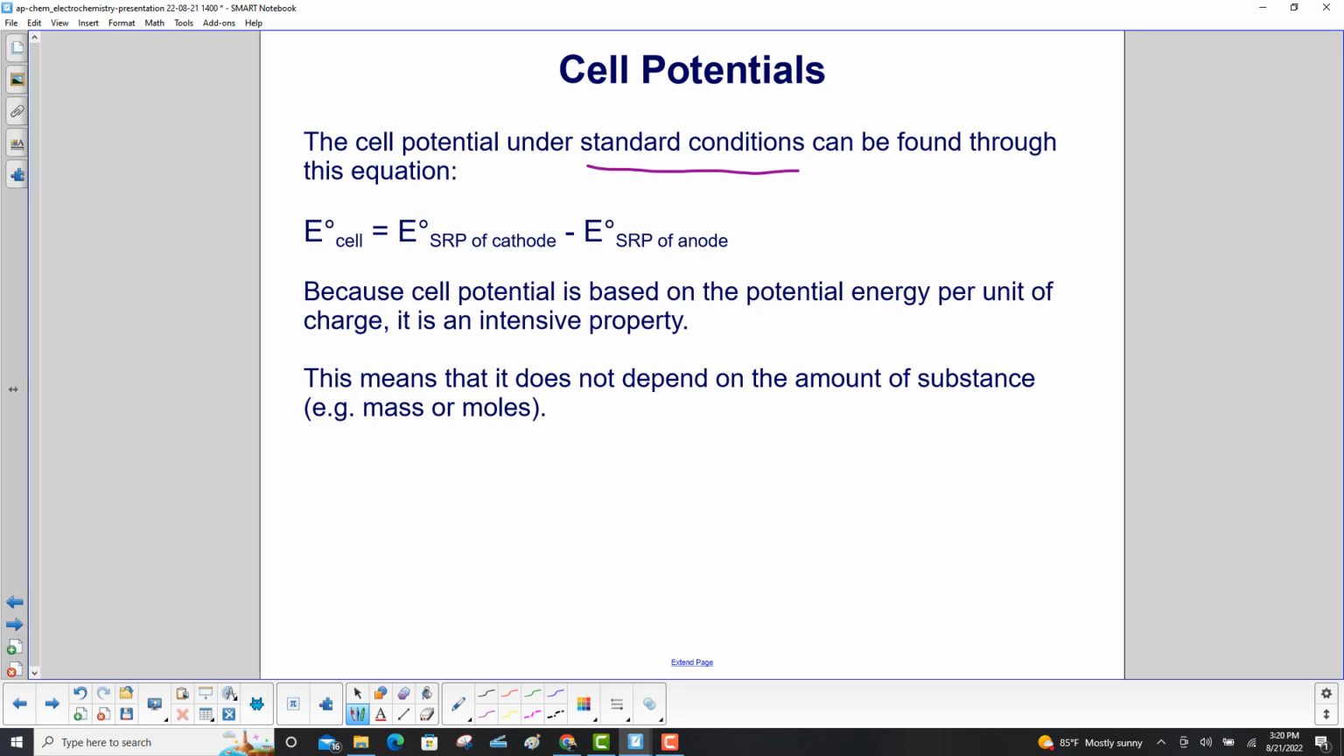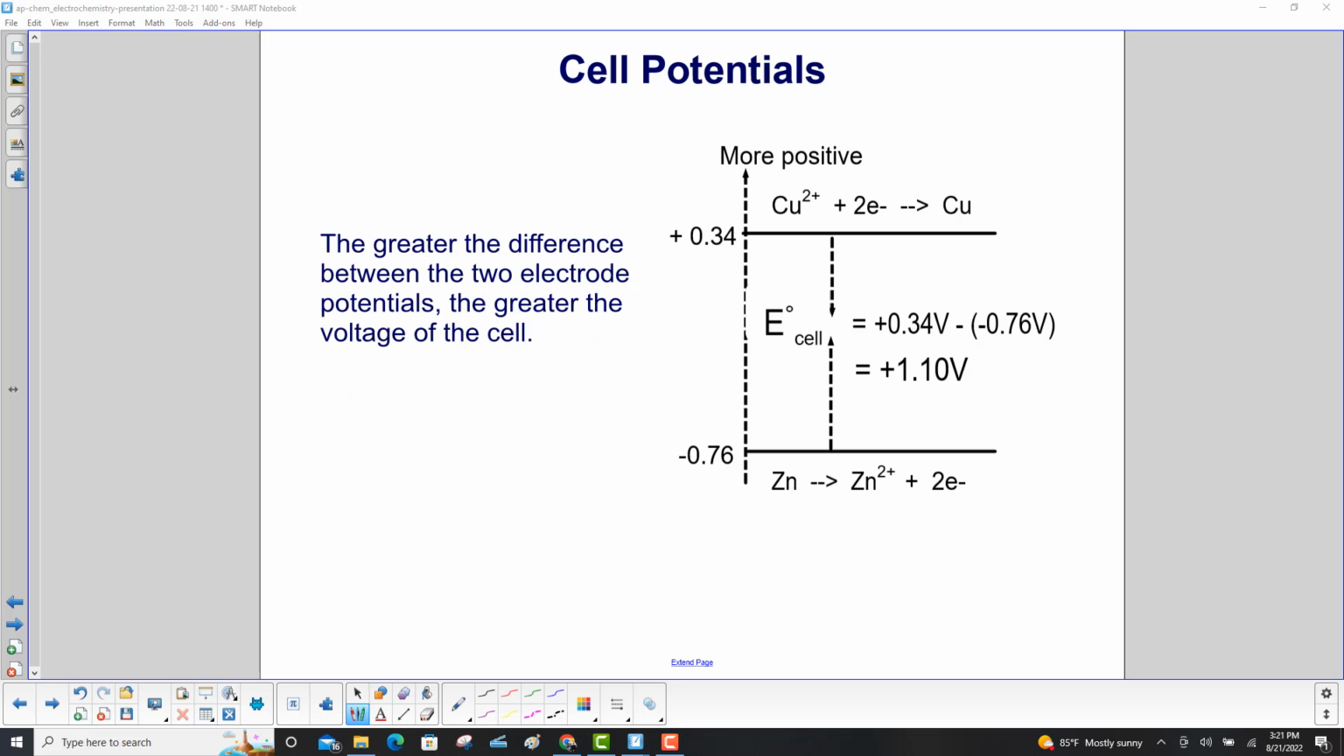Because cell potential is based on the potential energy per unit of charge, it is an intensive property. The intensive part means that it does not depend on the amount of substance, e.g. the mass or moles. The greater the difference between the two electrode potentials, here's your cathode up here, and here's the anode here, the greater the voltage of the cell.